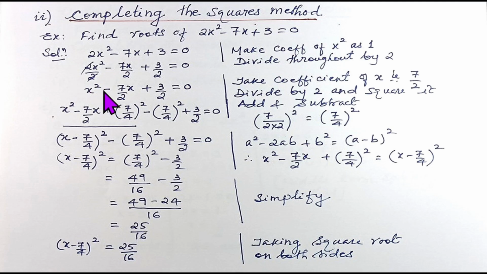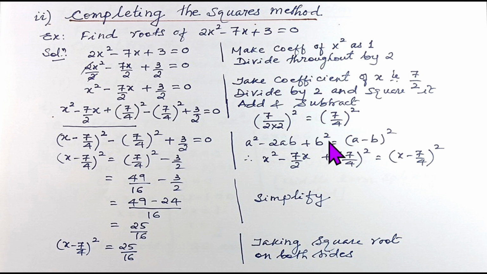Now x square is a square term, minus 7 by 2x is also another term. But when we take a minus b whole raised to square, we get a square minus 2ab plus b square. So the first term is a square, so I have x square here. The second term is 2ab, I have that also. But the third term, b square, is missing there. So in these two terms, b square is not there.